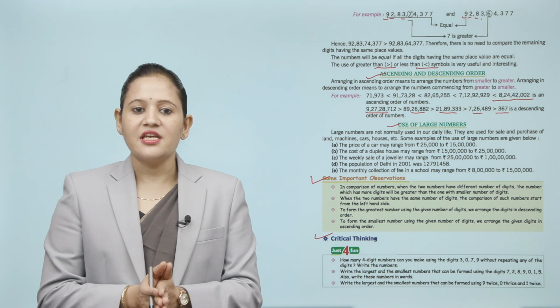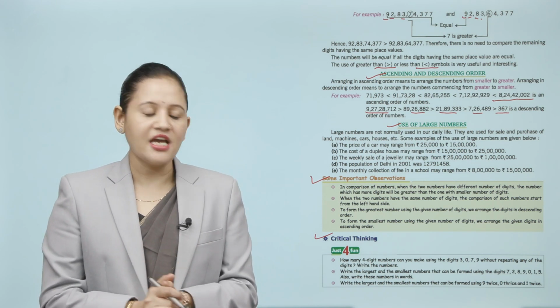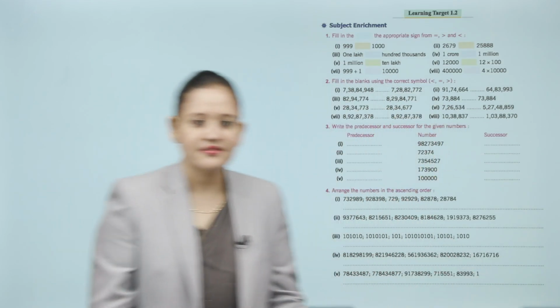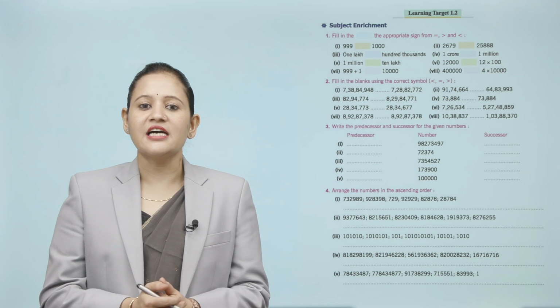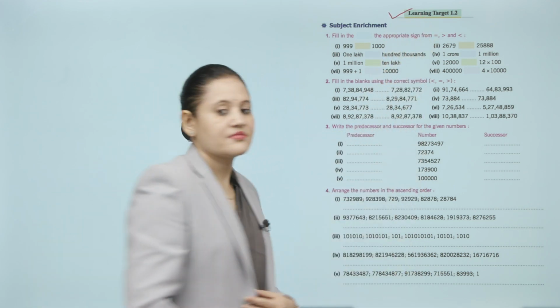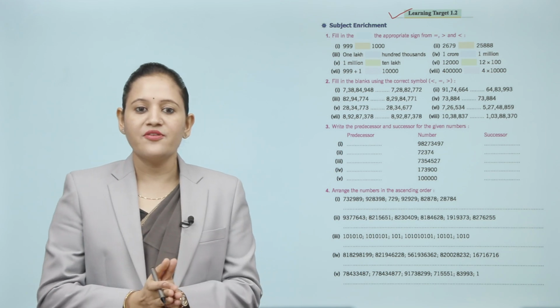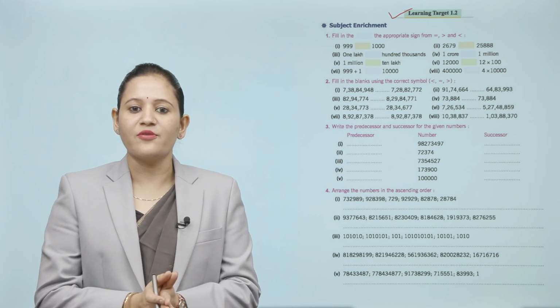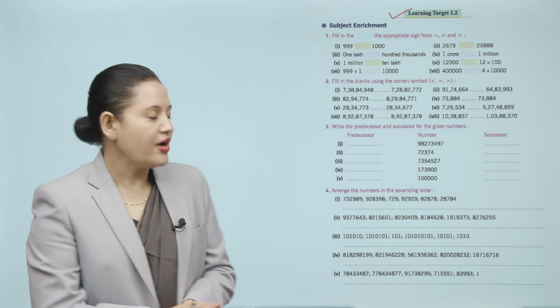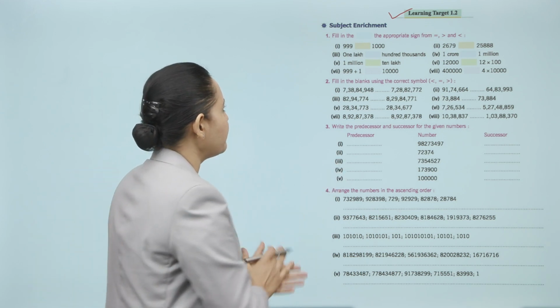Just for fun. यहाँ पे आपको एक fun activity दे रखी है. You have to practice it by yourself. या आपको खुद try करना है. Next, learning target 1.2. Subject enrichment. Fill in the appropriate sign of equal to, greater than and less than. You have to compare the numbers and put the appropriate sign.